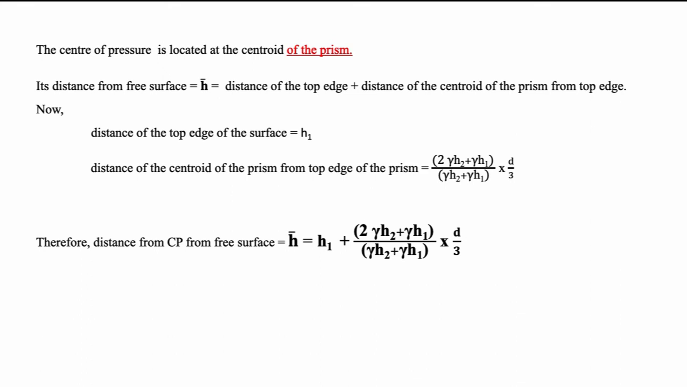The next case is pressure diagram pertaining to pressure distribution on an inclined plane surface submerged in a liquid. In this case also, the depth of the liquid varies from point to point. Hence, pressure also varies from point to point. So, the pressure diagram can be represented as follows.